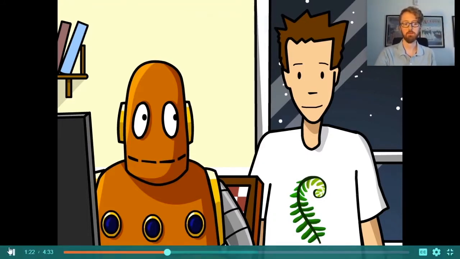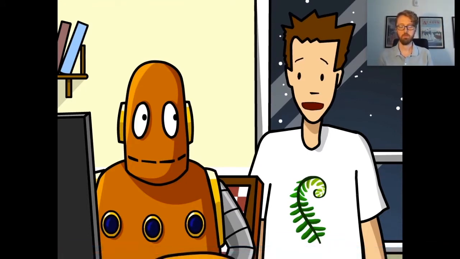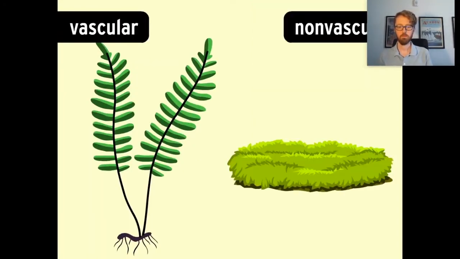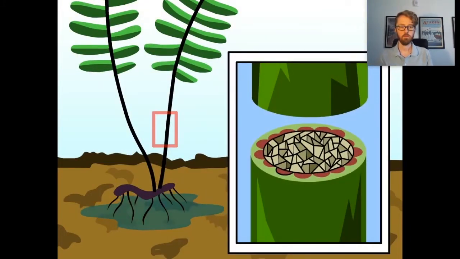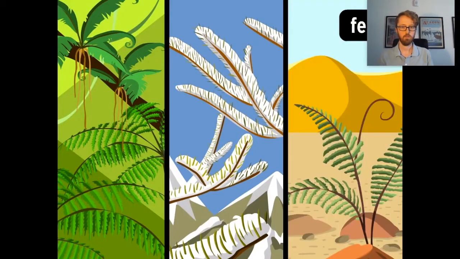Let's watch. Well, just because they all grow from spores doesn't mean seedless plants are all the same. They're actually broken into two main types: vascular and non-vascular. Vascular seedless plants have channels that carry water and nutrients throughout their bodies, sort of like veins and arteries. Ferns are the most common of these. There are more than 12,000 different species.